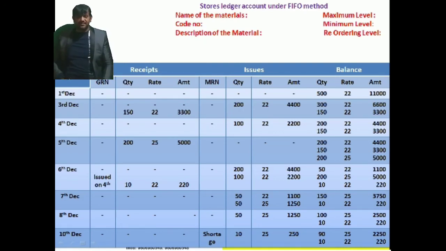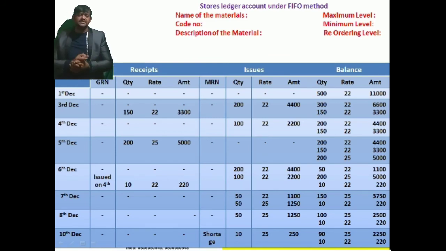On 7th December, receipts, GRN nil, quantity nil, rate nil, amount also nil, MRN nil under issues, but there is an issue of 100 units. So let us issue from the top 50 units of 22 each, 50 into 22, 1100. And again 50 units from 200 units I am issuing. 50 into 25, 50 units of rupees 25 each, 1250. So out of 200 units I have issued 50 units. So the balance is 150 units of rupees 25 each, 3750. And 10 units of rupees 22 each, 220 rupees.